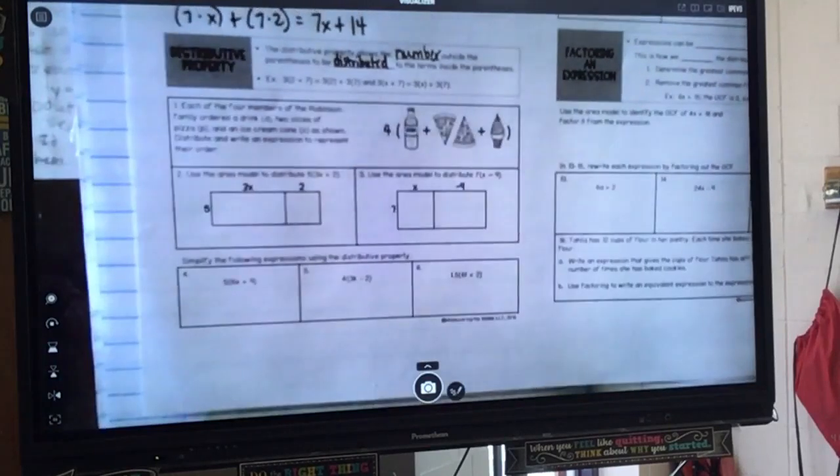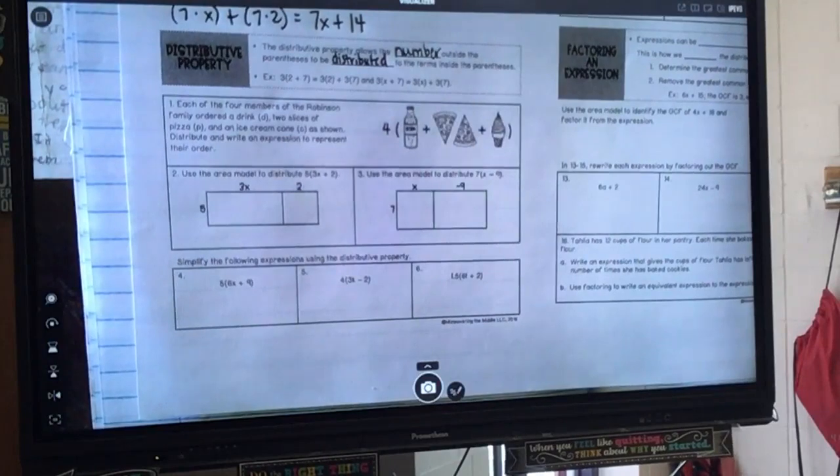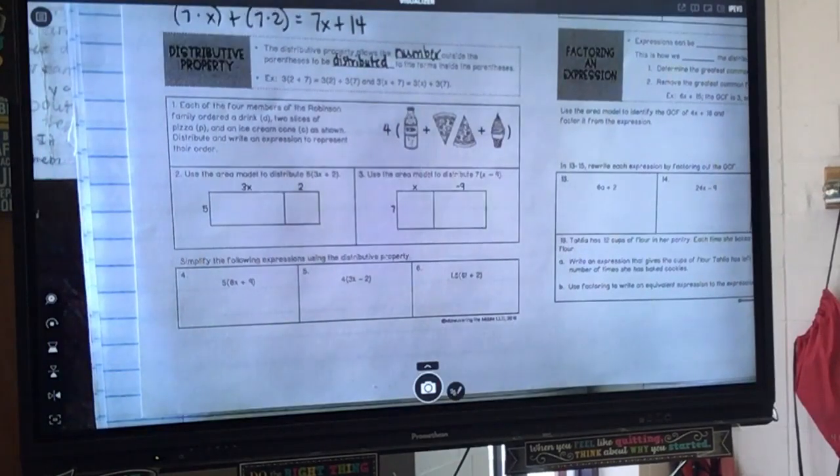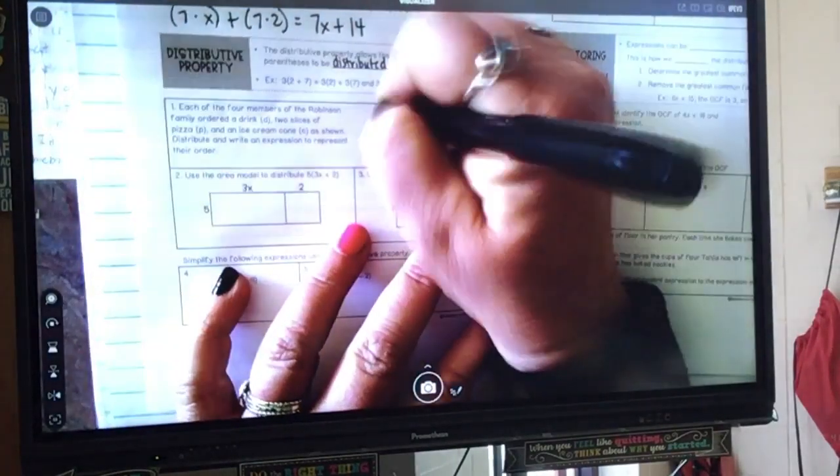Cool. All right, so number 1 says, each of the 4 members of the Robinson family ordered a drink, 2 slices of pizza, and an ice cream cone. As shown, distribute and write an expression to represent their order. All right, so we're obviously going to distribute the 4 into these.